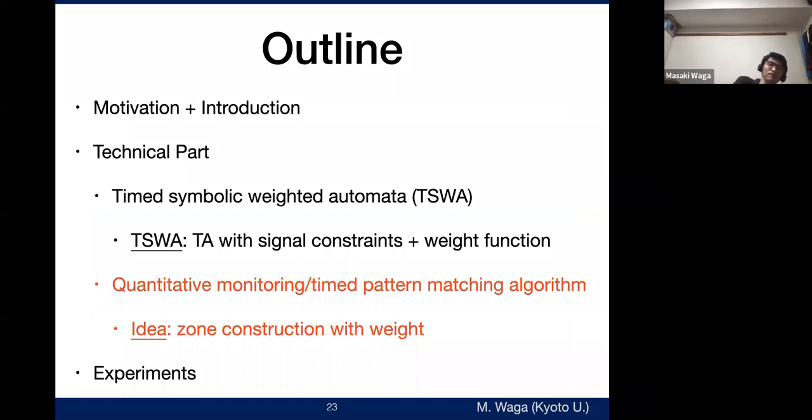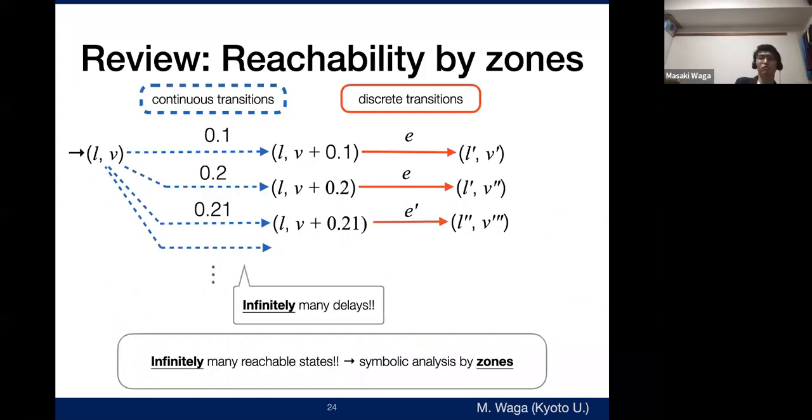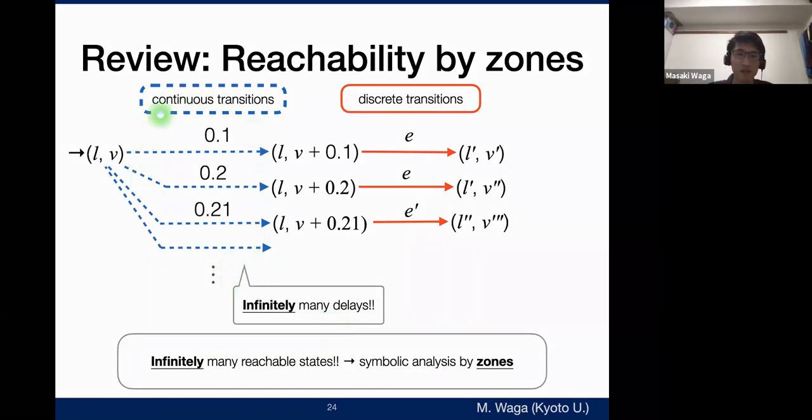And then I'm going to talk about the algorithm to solve quantitative monitoring and quantitative timed pattern matching. The idea is to use zone construction, but we construct a weighted graph instead of the usual directed graph. So for the reachability analysis of timed automata, the issue is that there are infinitely many possible delays, which means that the size of the time transition system is infinite. So we cannot directly use BFS, breadth first search, or depth first search to do the graph reachability analysis.